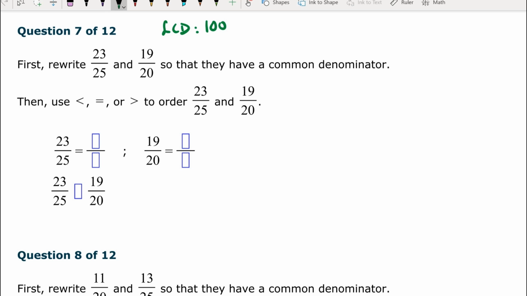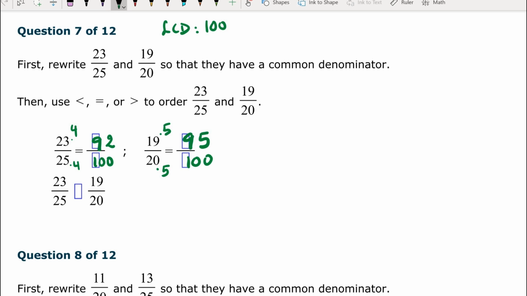To get from 25 to 100, you're going to multiply by 4. So this will be 100. And 23 times 4 will be 92, so 92 over 100. For the second fraction, to get 100 at the bottom, you're going to multiply by 5. So 20 times 5 is 100. And 19 times 5 is what? 95. So 95 over 100 and 92 over 100.